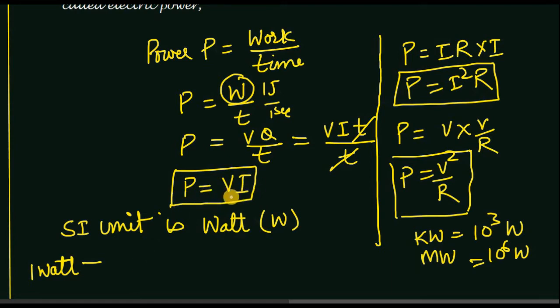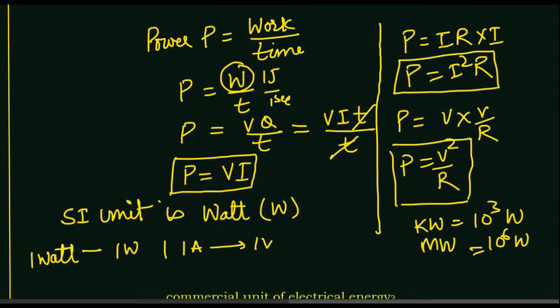Or you can write in terms of this also. The power of an appliance is said to be 1 watt if 1 ampere of current flows through it when the potential difference between the terminals is 1 volt. So this is also a definition we can write for 1 watt.